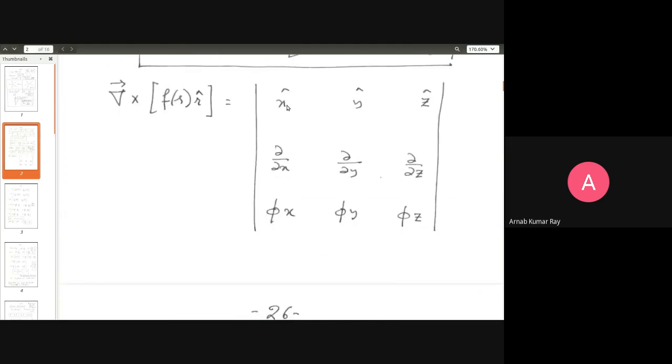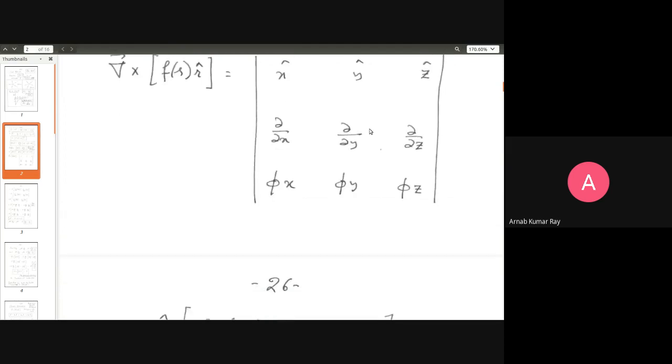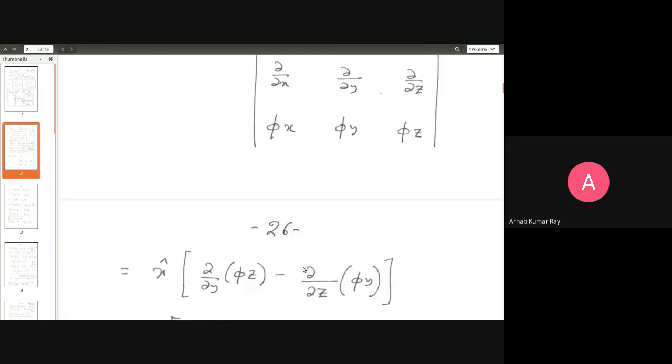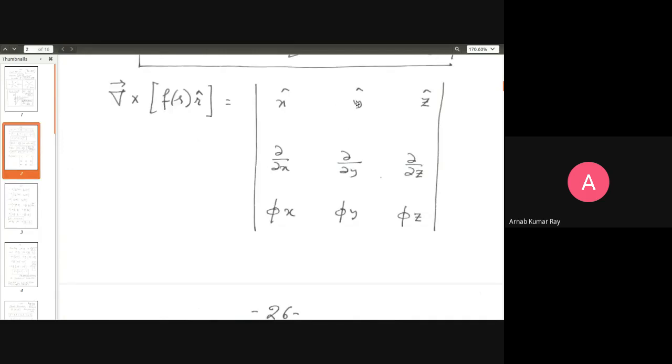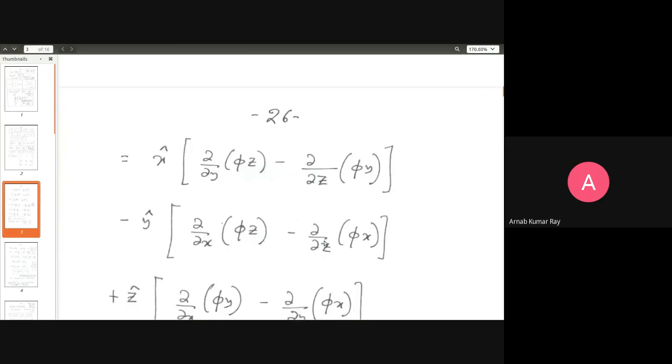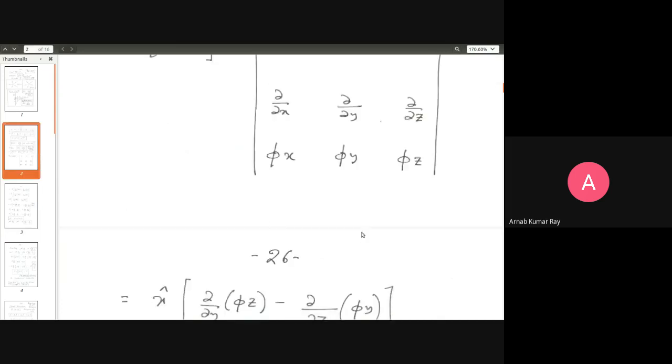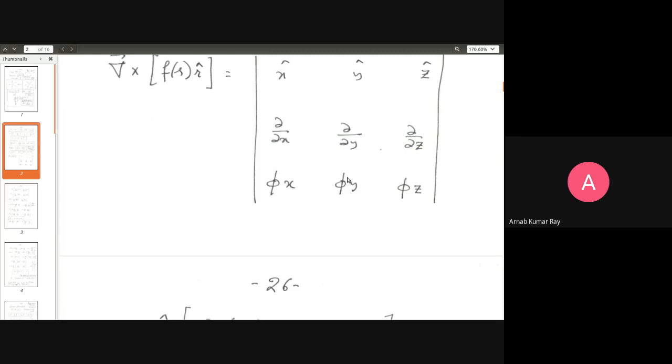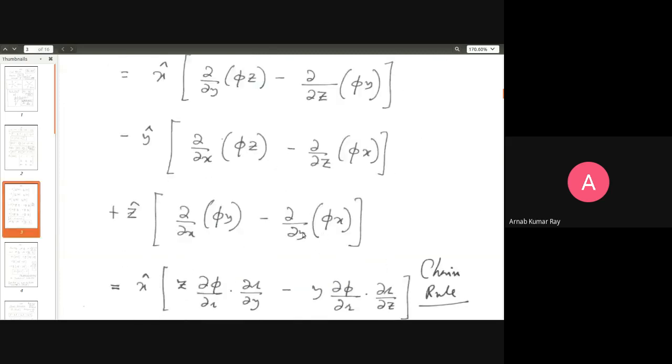Now, I hope you know how to take a determinant. x cap is equal to del y of phi z minus del z of phi y, minus y cap del x of phi z minus del z of phi x. So del x of phi z minus del z of phi x. And then z cap del x of phi y minus del y of phi x. So there you have these three things.